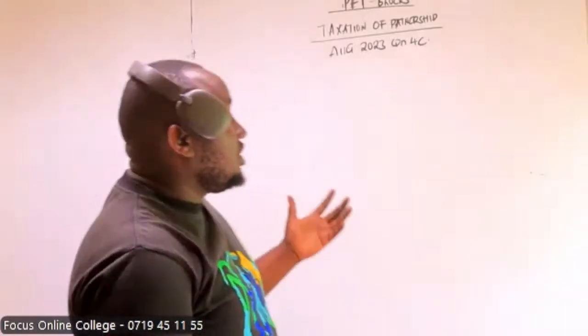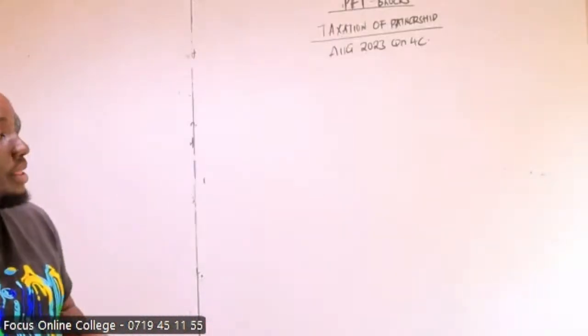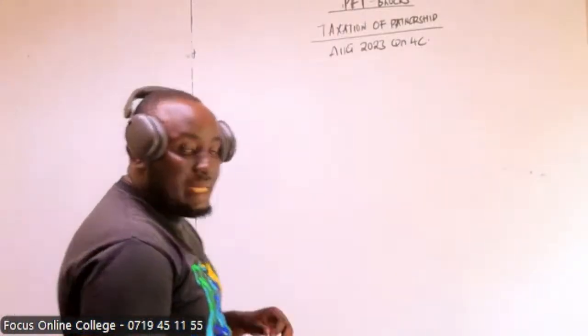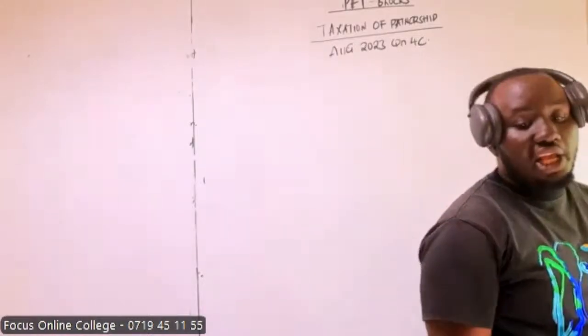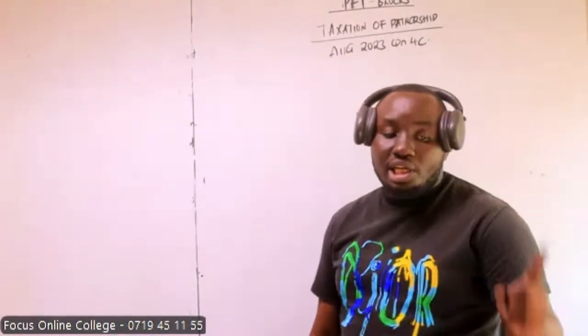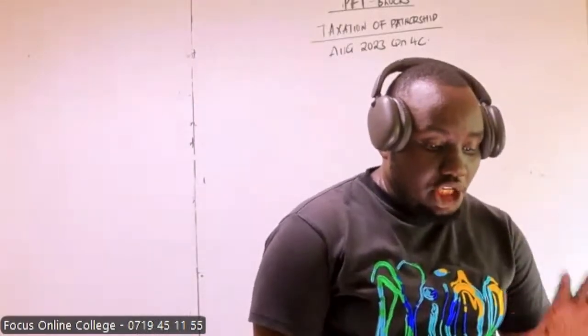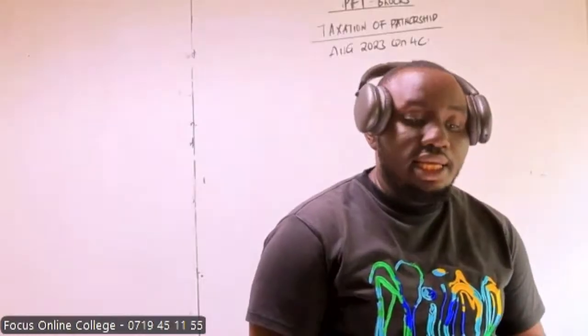Which method are we going to apply in preparing the adjusted taxable profit for the year ended December 2022? We're going to use the net profit method. Why the net profit method? Because accounting profit has been provided. Then the second item is about allocation of taxable profit or loss in C above.